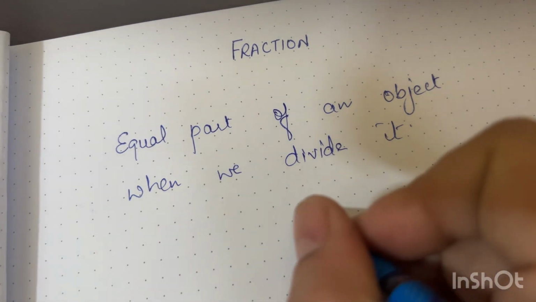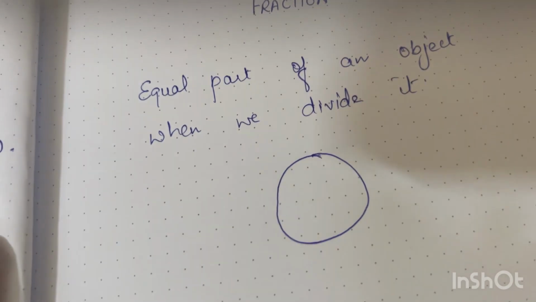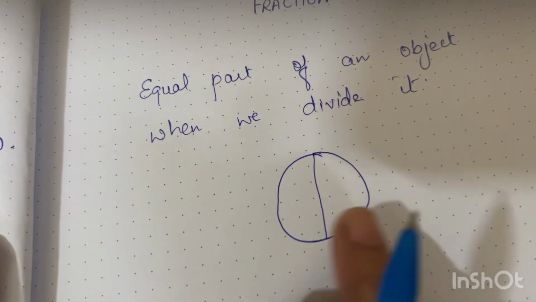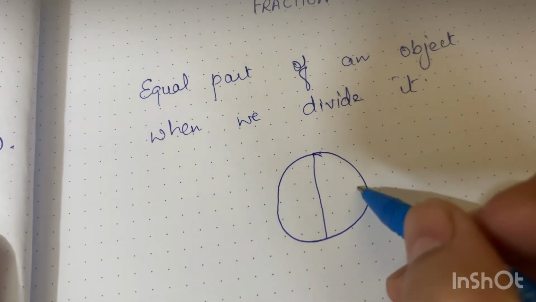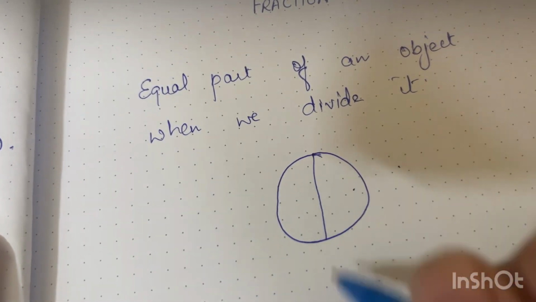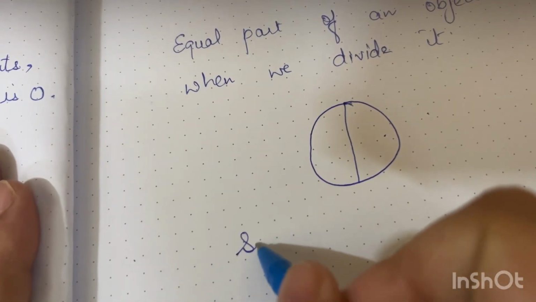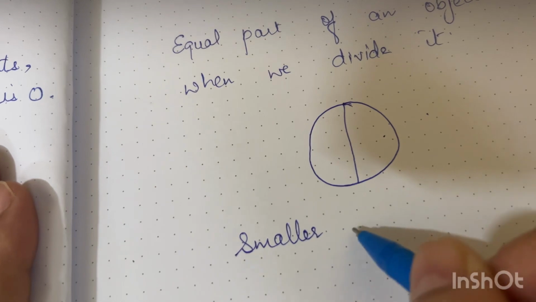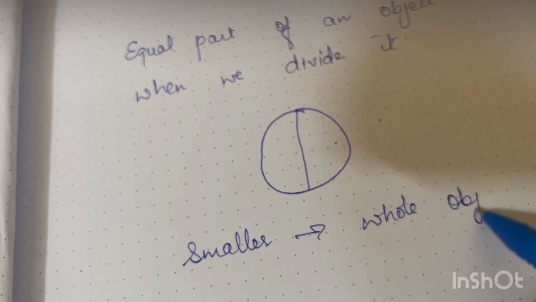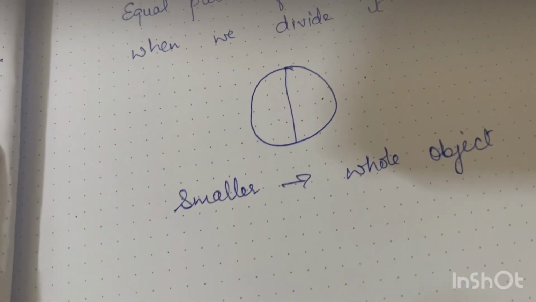So suppose here I'm taking a shape, it's a circle, and I'm dividing it into two parts, two equal halves. So both the halves are the fraction of this whole object. And always remember, a fraction is always smaller than the whole object.